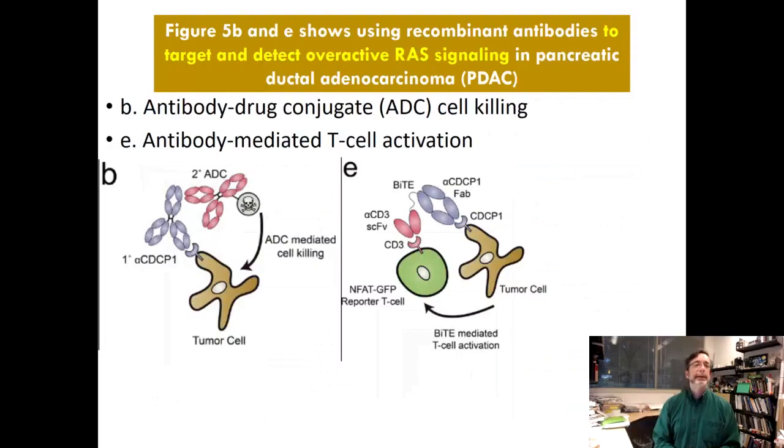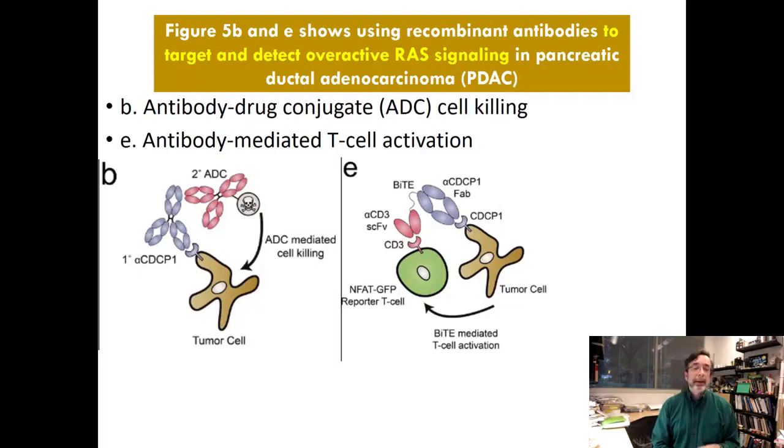All right, so Figure 5, this is what it looks like. And it shows how antibodies can be used. There are two places where you see antibodies in this. They show it to target and detect RAS signaling from the outside of a cell. And once you do that, you can see that they're using it particularly for pancreatic ductal adenocarcinoma. Okay, so that tells you something about what their end result is.